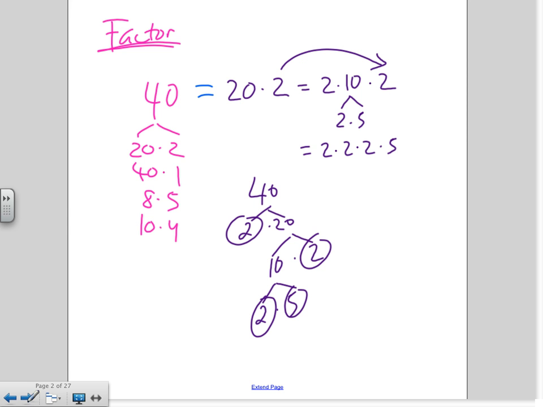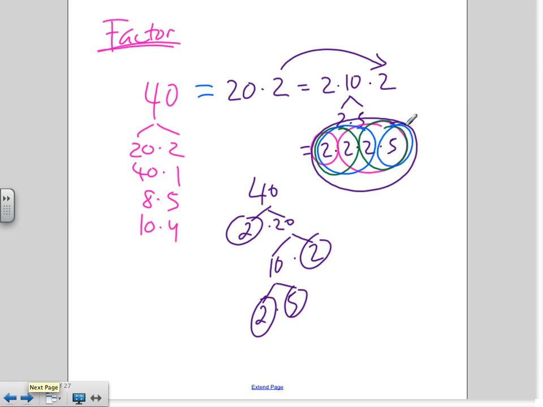For example, watch this. 2 times 20, right there. Next one. 4 times 10, well, right there. Next. 8 times 5. See that? And of course, last one. You have the whole thing, which is 40, and you know that there's always 1 in there. 40 times 1.